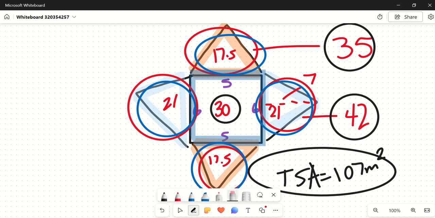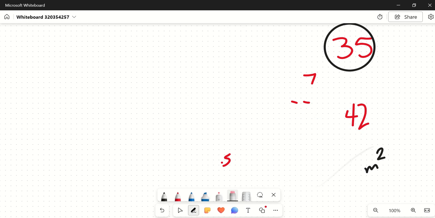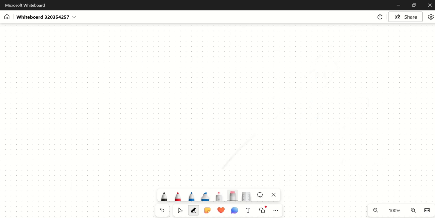Now, let's do this. And you guys should be writing this in your notes: if the base of a pyramid is a square, all four lateral faces will be the same. So again, if the base of a pyramid is a square, all four lateral faces will be equal, or will be the same.